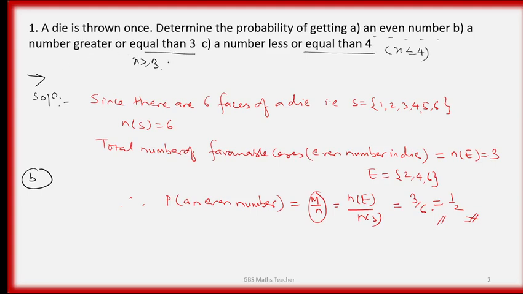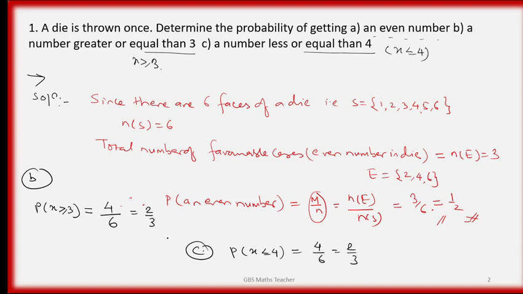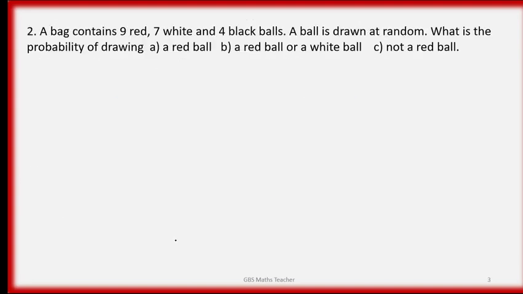And the next, B number question, or a number greater than or equal to 3. So the probability of getting the number x which is greater than or equal to 3, I have done directly. How many numbers are greater than or equal to 3? 3, 4, 5, 6, 4 numbers, and total are 6, that is 2 over 3. And now for C number, dear students, the probability of x less than or equal to 4: 4, 3, 2, 1, it is also 4 over 6, that is 2 over 3. The other parts you can manage yourself.